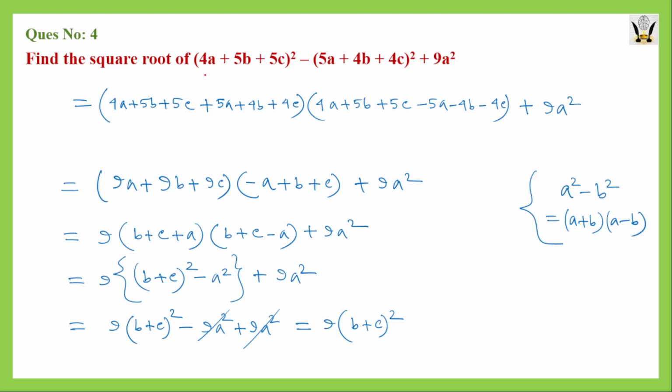So the whole thing 4a plus 5b plus 5c, that has been taken as a or x, whatever, and in the second term 5a plus 4b plus 4c, that has been taken as b or y.